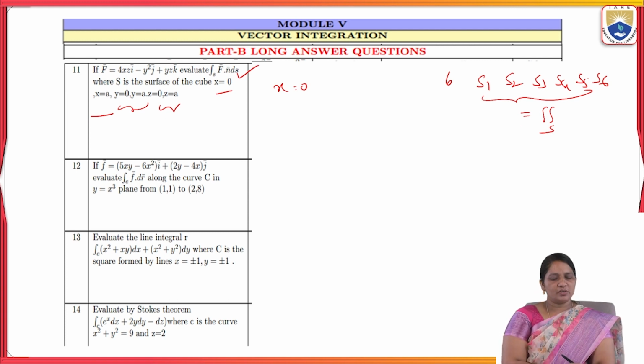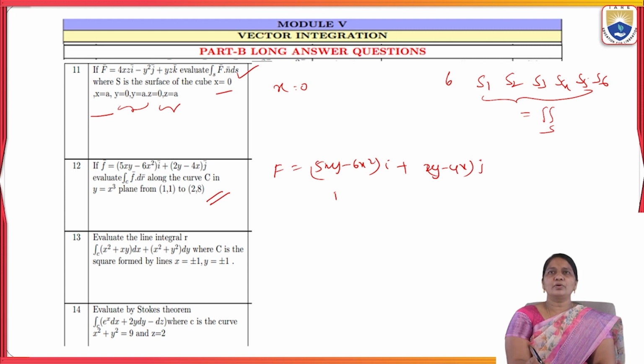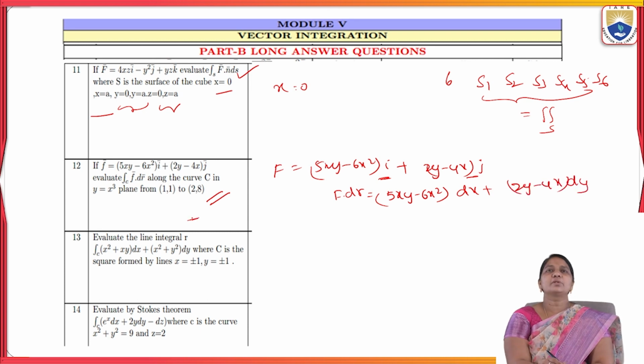So see the 12th one here, we need to calculate the line integral for the function f equal to (5xy minus 6x square) i plus (2y minus 4x) j. So here we are going to get the f dot dr value by using the dot product. We are getting here (5xy minus 6x square) dx plus (2y minus 4x) dy. So now already we are having the limits. Based on that we can calculate the integral over c f dot dr value.